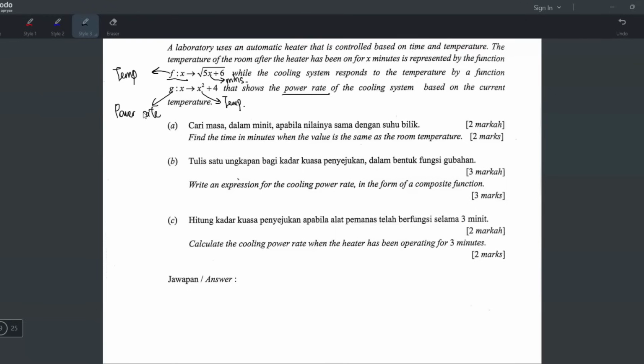So G(x) is the power rate, based on the current temperature. So for the x, you have to substitute the temperature inside. If you want to know the power rate for 23 degrees Celsius, then you just put 23 and press, you get the power rate. That's what it means. Alright, let's do A now.